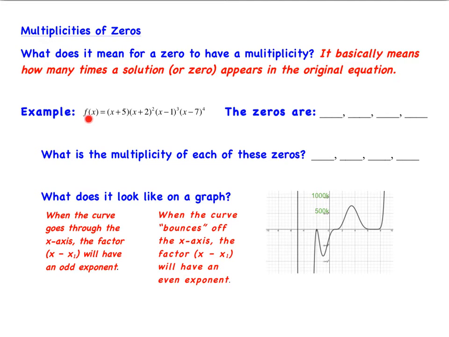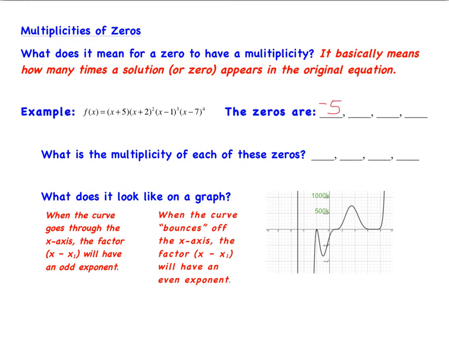So we have f of x equals (x + 5)(x + 2)^2(x - 1)^3(x - 7)^4. First, we need to find the zeros. We do this by looking at the binomials. The first binomial is x plus 5. You take that x plus 5, set it equal to 0, and solve for x. Therefore, our first root is negative 5.